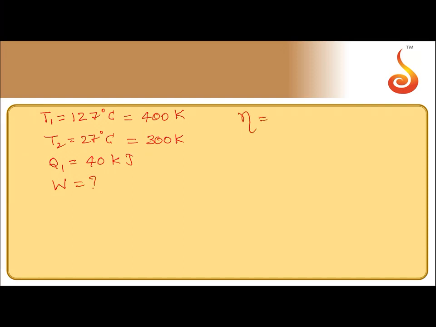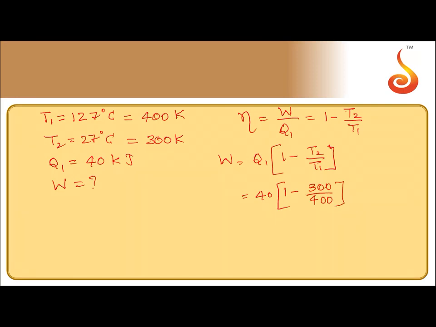So we know that eta is W by Q1, that is equal to 1 minus T2 by T1. So W is equal to Q1 into 1 minus T2 by T1. That should be 40 into 1 minus 300 by 400. That will be 40 into, so this will be 3 by 4, 1 minus 3 by 4 is 1 by 4. So that gives you 10 kilojoule. That is option B.